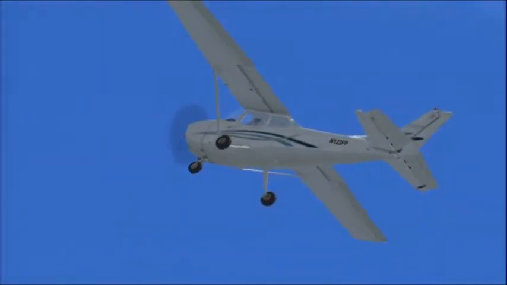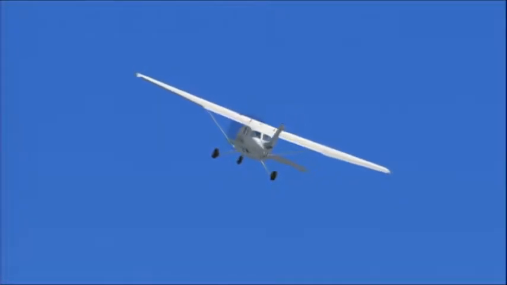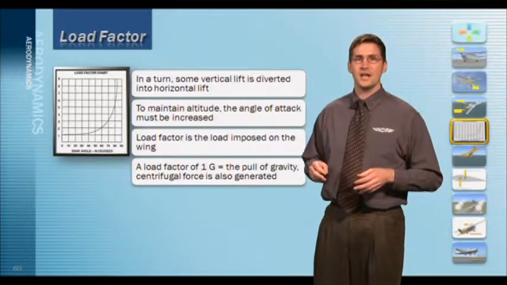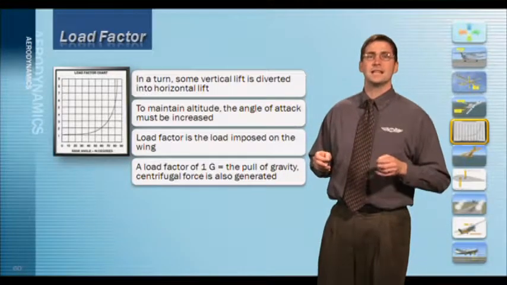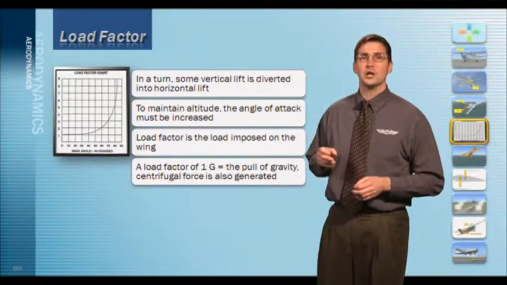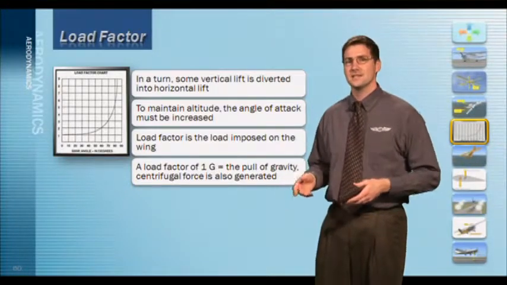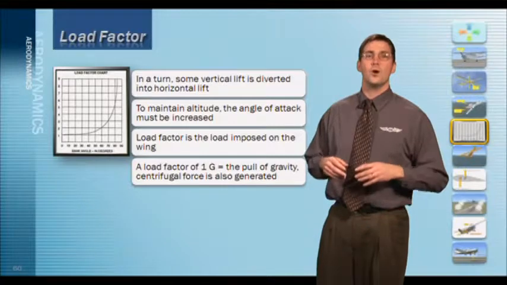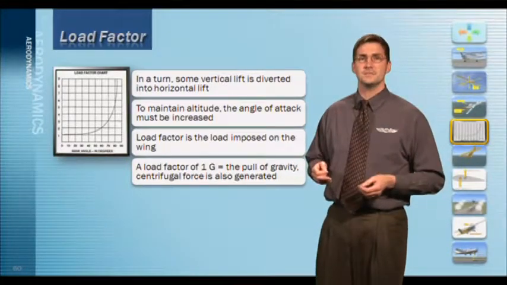This load is the force that must be supported by an airplane's structure in flight. The loads imposed on the wings in flight are stated in terms of load factor. In straight and level flight, the airplane wings support a load equal to the sum of the airplane plus its contents. This load factor is equal to 1g, where g refers to the pull of gravity.